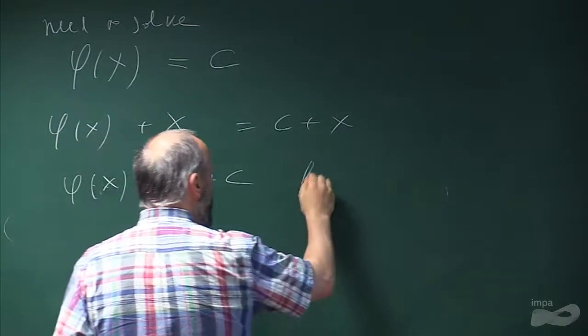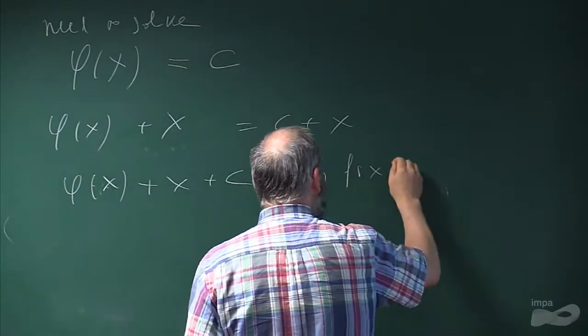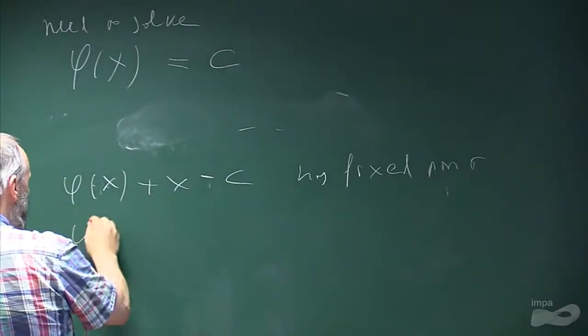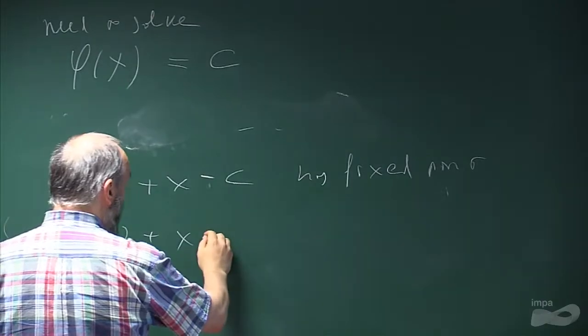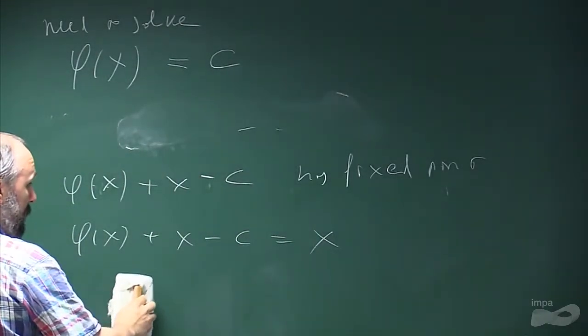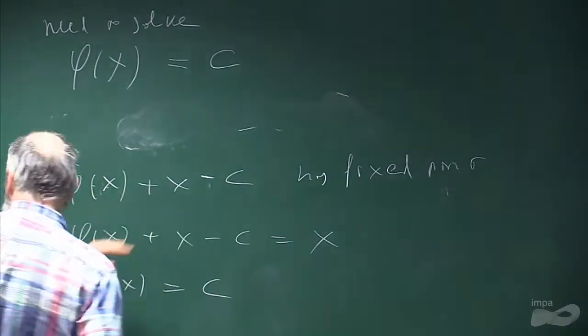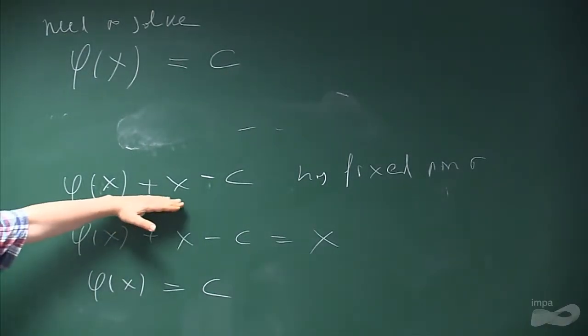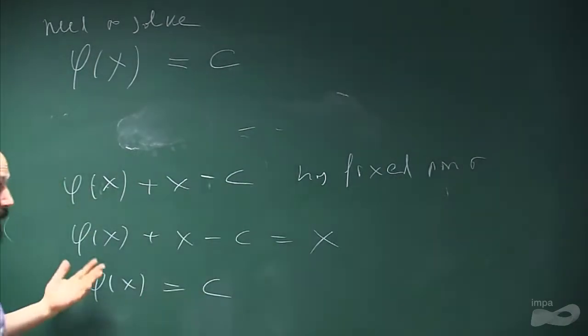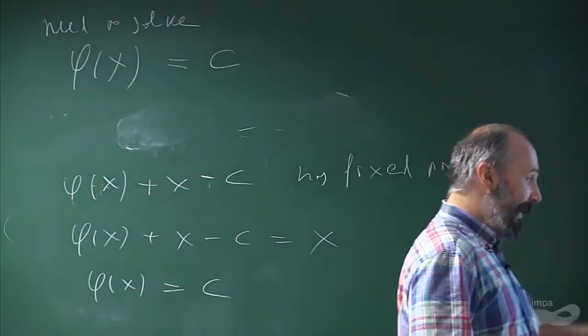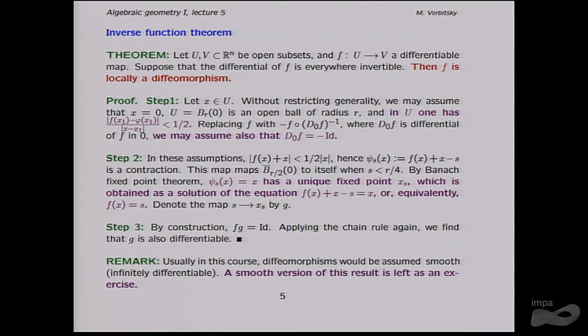If it has a fixed point, this means that phi of x plus x minus c is equal to x, and this means that phi of x is equal to c. Right? Simple arithmetic. This map has to have a fixed point because c is small. The derivative of this whole map is 0, and it decreases distances. So it has a fixed point, which is unique.